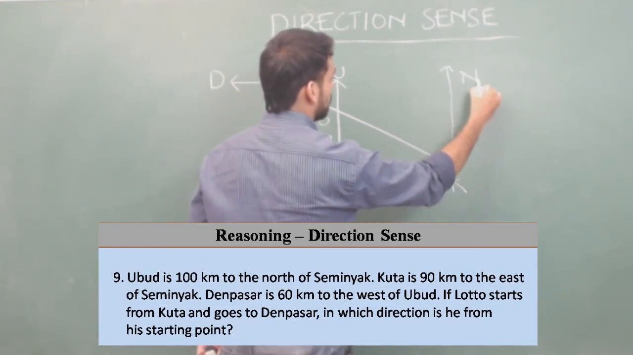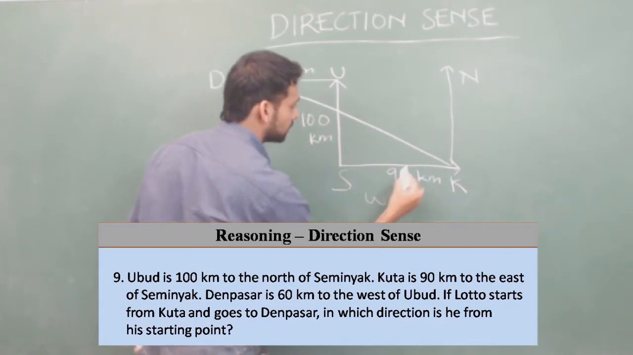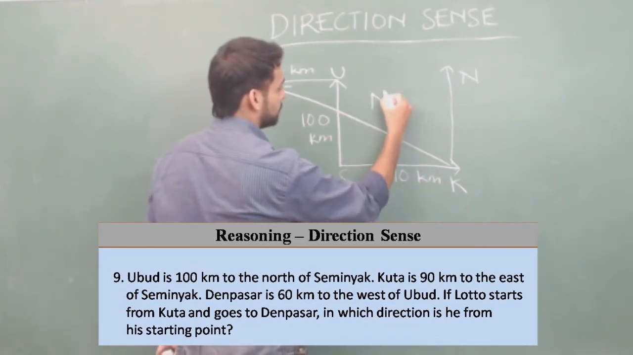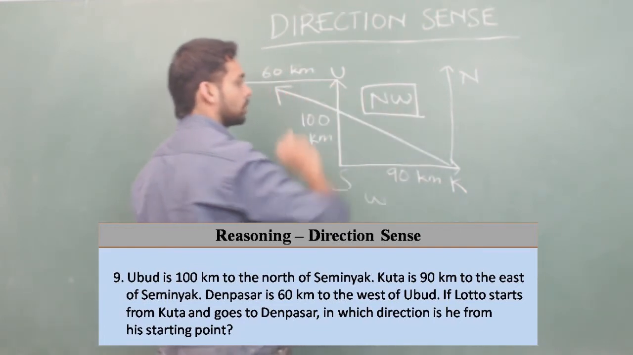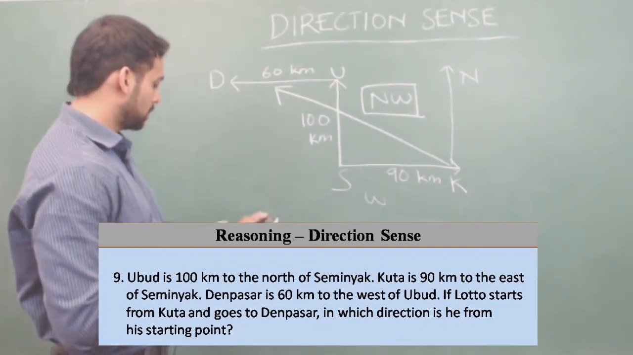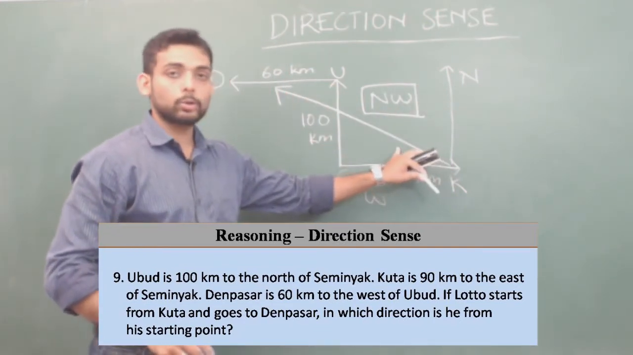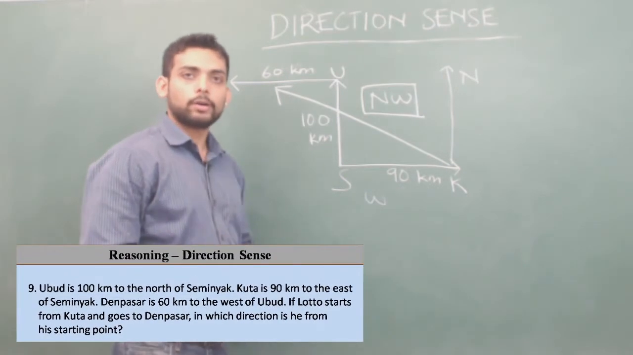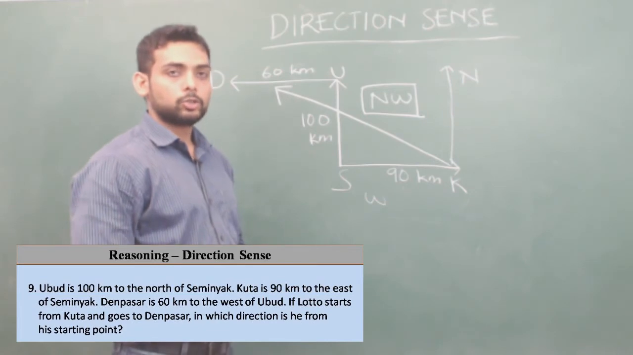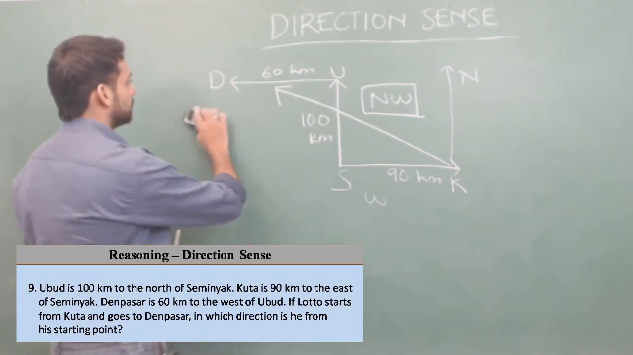So upwards and towards the west means this is north, this is west. So my bisection is northwest. Okay. So Lotto is moving in the northwest direction. Okay. By now I hope you are finding all these sums very simple. So we'll take a look at one more example.